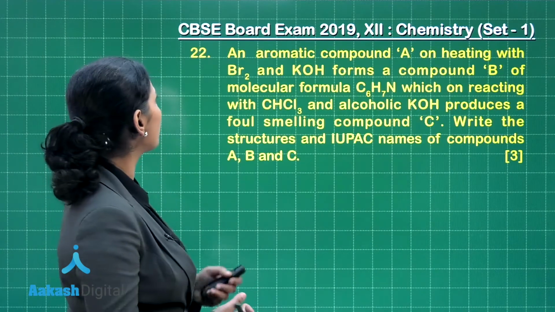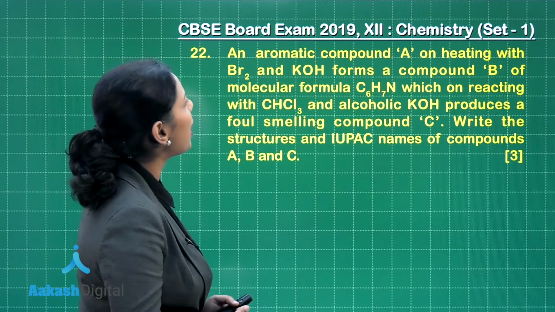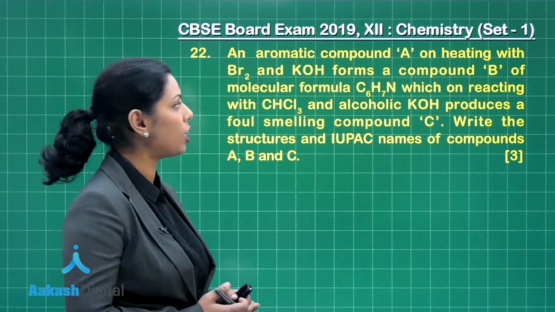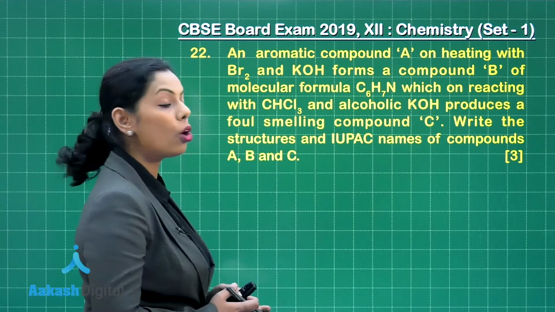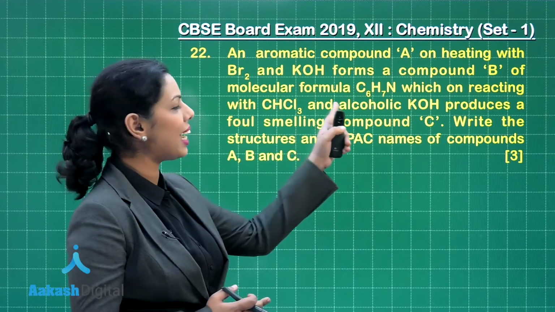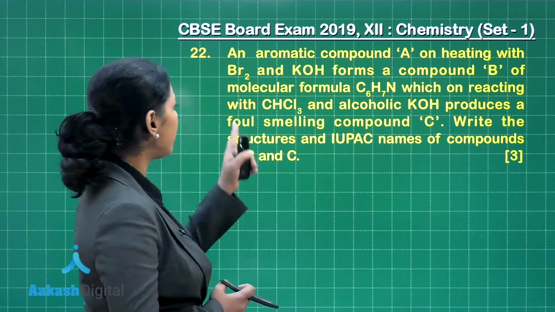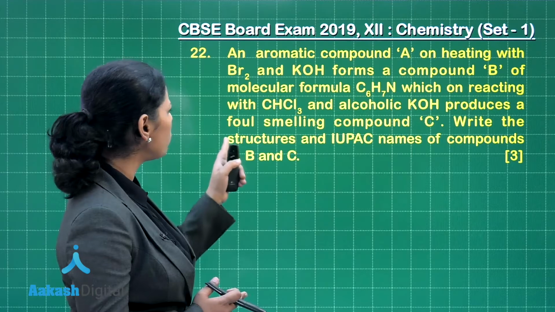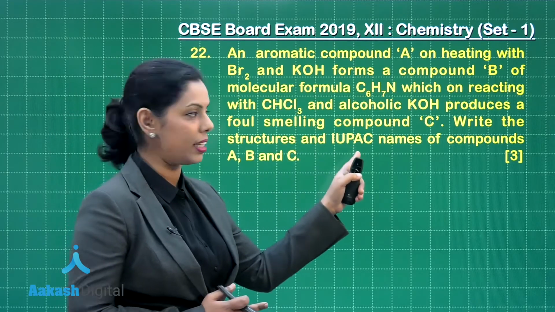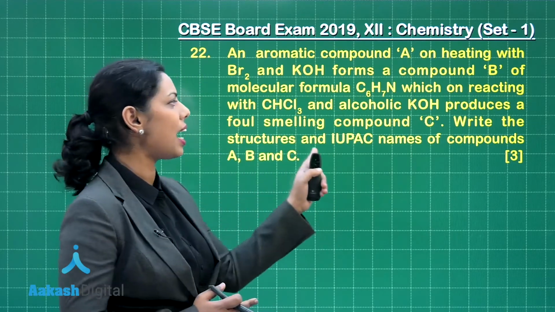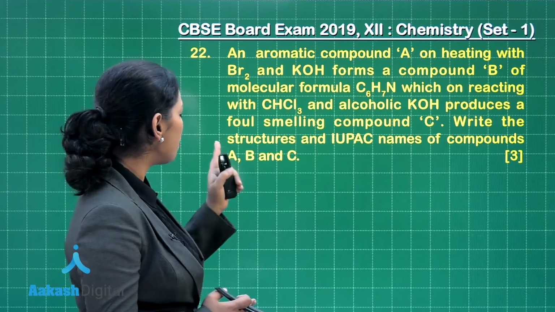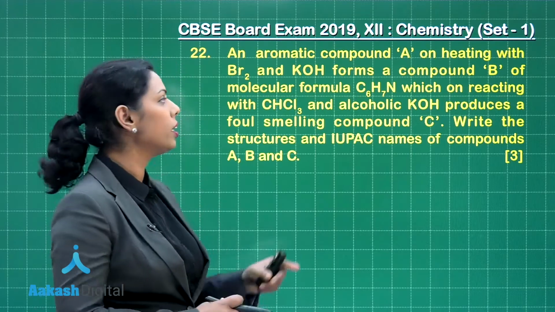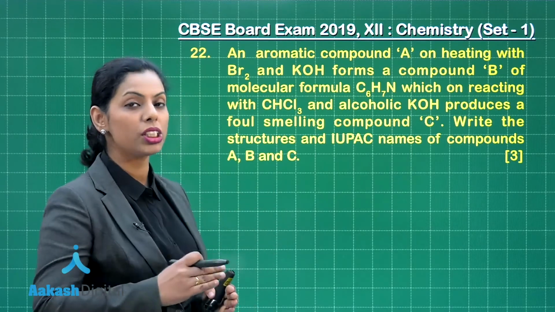Here is the turn for question number 22. An aromatic compound A on heating with bromine and KOH, potassium hydroxide, forms a compound B of the molecular formula C6H7N, which on reacting with CHCl3, chloroform, and alcoholic KOH produces a foul smelling compound C. Write the structures and the IUPAC names of compounds A, B and C. This question is based on the given data, and here you should know the reactions.